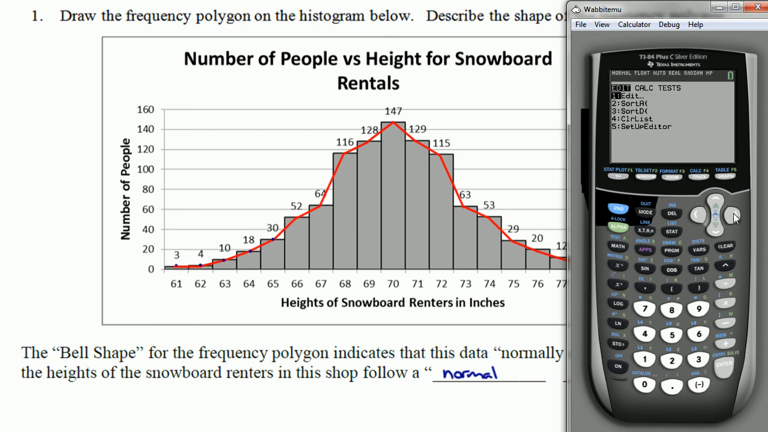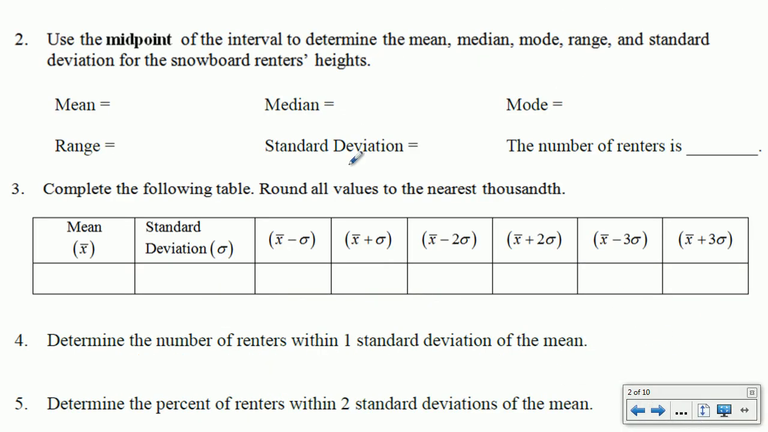So we go stat, calc, one variable statistics. L1 is our list. We have a frequency list in L2, and calculate. So we can see our mean is 70.02, standard deviation is 2.984, there's 1,000 data points, the median is 70, and that's basically all we can get from the calculator for now. So let's record that data here.